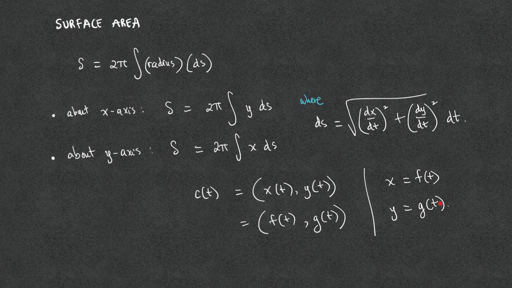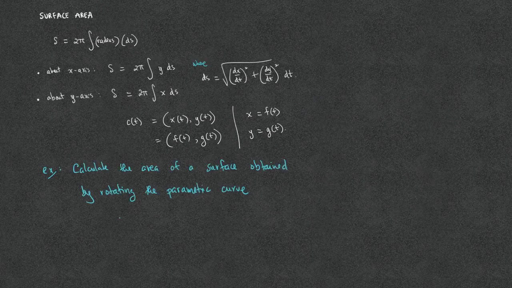We also use these two equations to find the corresponding dx/dt and dy/dt in the differential arc length formula. If these equations are not given, we might have to parameterize the curve ourselves. For example, calculate the area of the surface obtained by rotating the parametric curve (t, t cubed) about the x-axis.